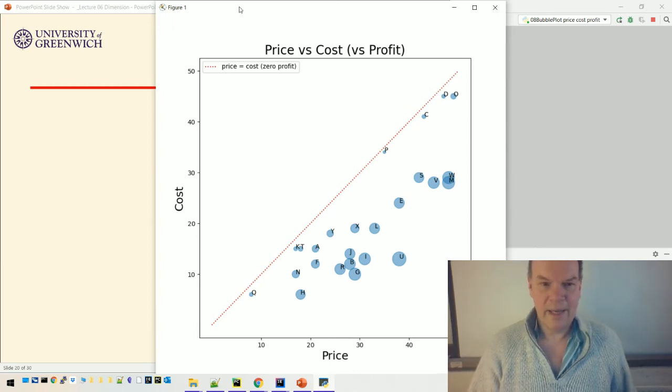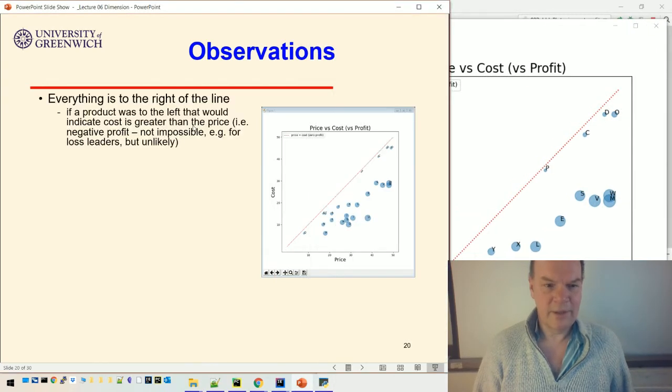As I said, I'll make this as an observation on here. First of all, everything is to the right of the line. If a product was to the left, that would mean the cost is greater than the price, which is a negative profit. That could be done for what are called loss leaders, where you try and sell something at a really cheap price to bring people into the stores, but there's none here.